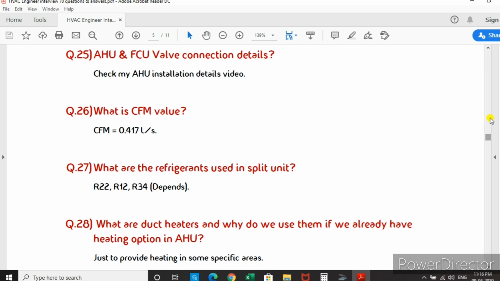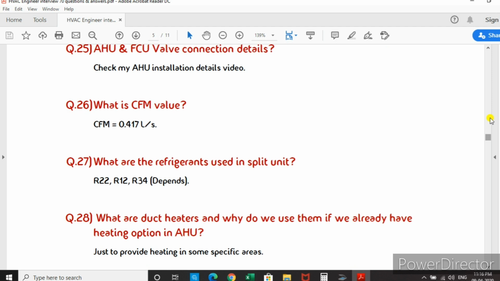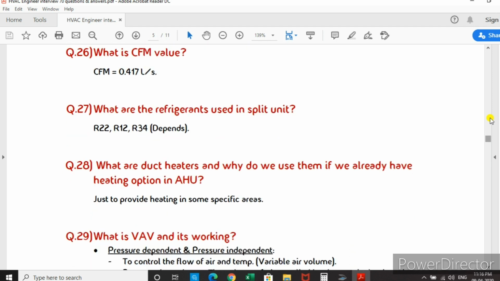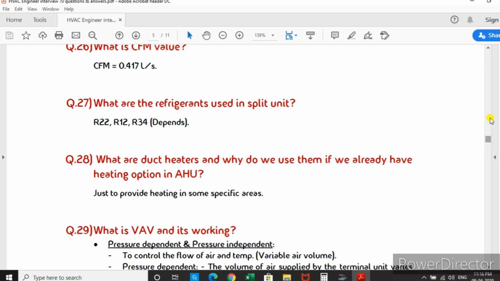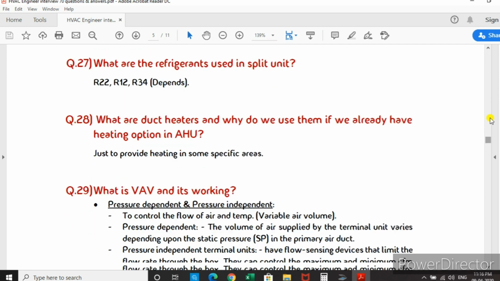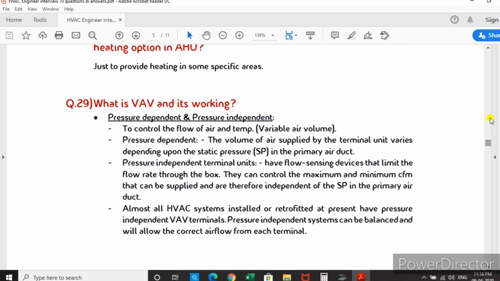Q. What are the refrigerants used in split unit? R22, R12, R134, depends. Q. What are duct heaters and why do we use them if we already have a heating option in the AHU? Just to provide heating in some specific areas.